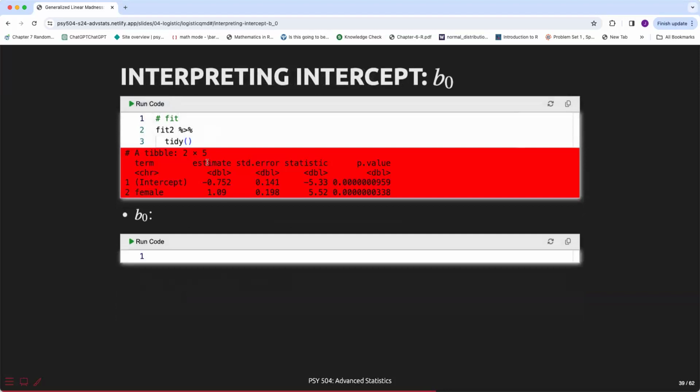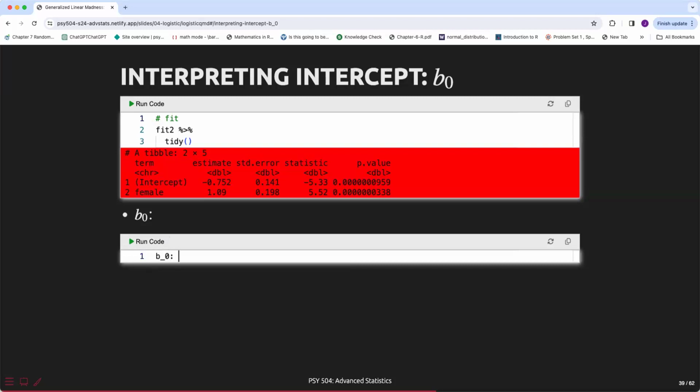All right, so if we look at the output of our regression, we have our intercept value, and then we have our predictor value, which is going to be our slope value here. So in the context of this female predictor variable, how do we interpret our intercept value in this case? Anybody want to take a shot? What does this negative 0.75 represent?